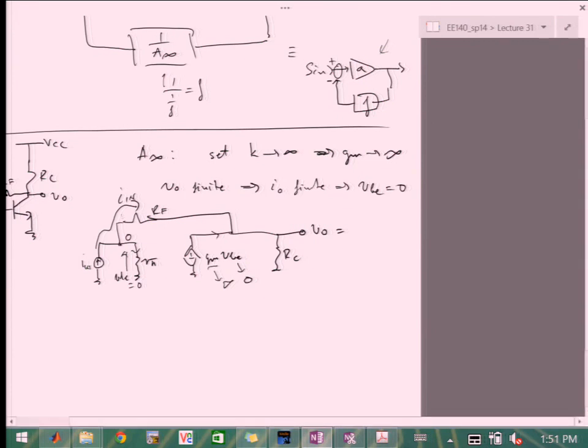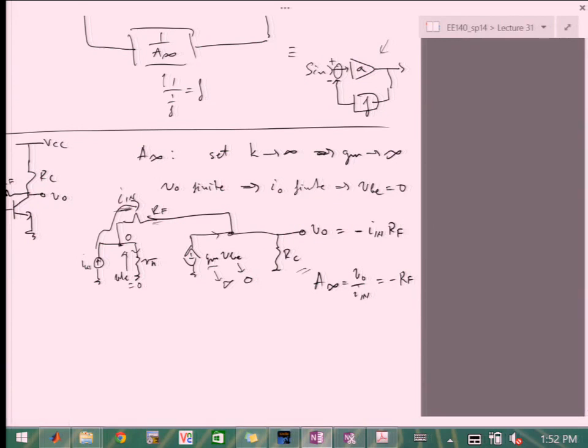This voltage is 0, and I'm pushing current I in through RF. What is the output voltage? Is it going to matter what RC is? I'm just pushing the known current through RF, starting from 0, and then I immediately touch V out. So V out is I in RF. Yeah, so it's minus I in times RF, right? And then my A infinity is just VO over I in, which is minus RF. Well, that's to be expected.